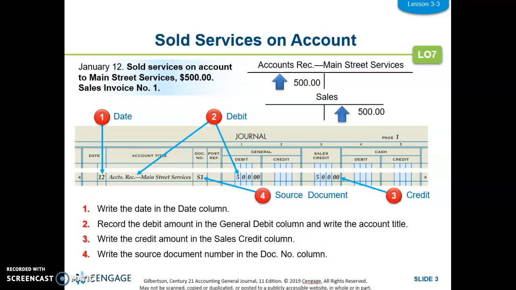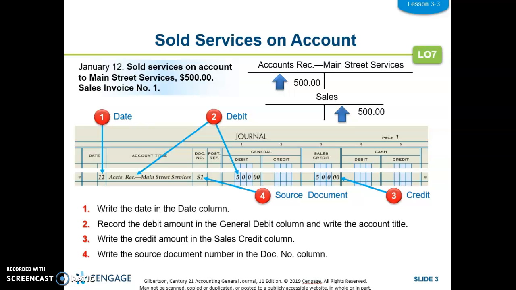Our next sales transaction is when we sell services on account. On January 12th, we sold services on account to Main Street Services for $500. This is sales invoice number 1. So our two accounts for this are accounts receivable, Main Street Services, and our other account is sales. So accounts receivable is increasing with a debit and sales is increasing with a credit.